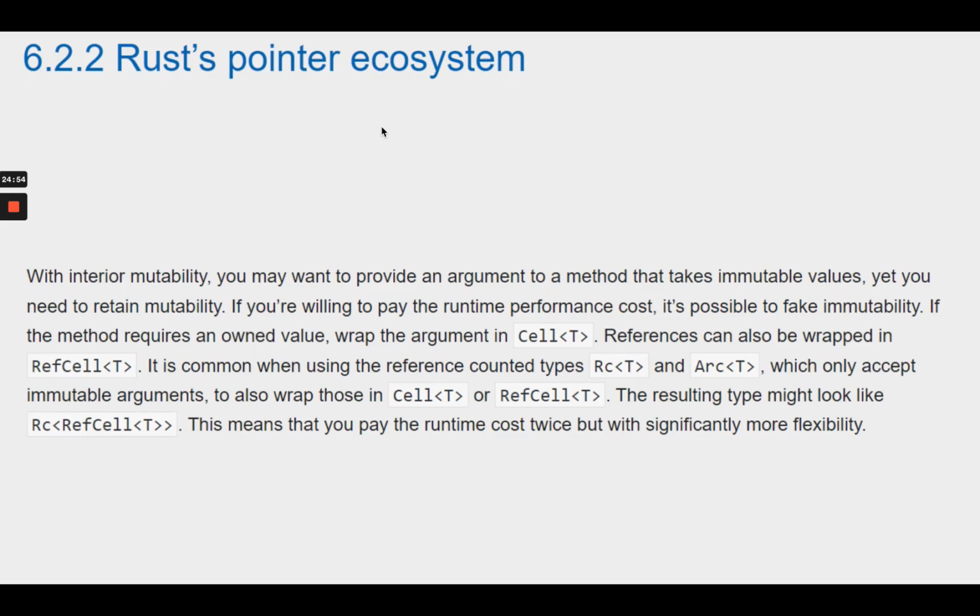If the method requires an owned value, wrap the argument in Cell<T>. References can also be wrapped in RefCell<T>. It is common when using the reference counted types Rc<T> and Arc<T>, which only accept immutable arguments, to also wrap those in Cell<T> or RefCell<T>. The resulting type might look like Rc<RefCell<T>>. This means that you pay the runtime cost twice, but with significantly more flexibility.